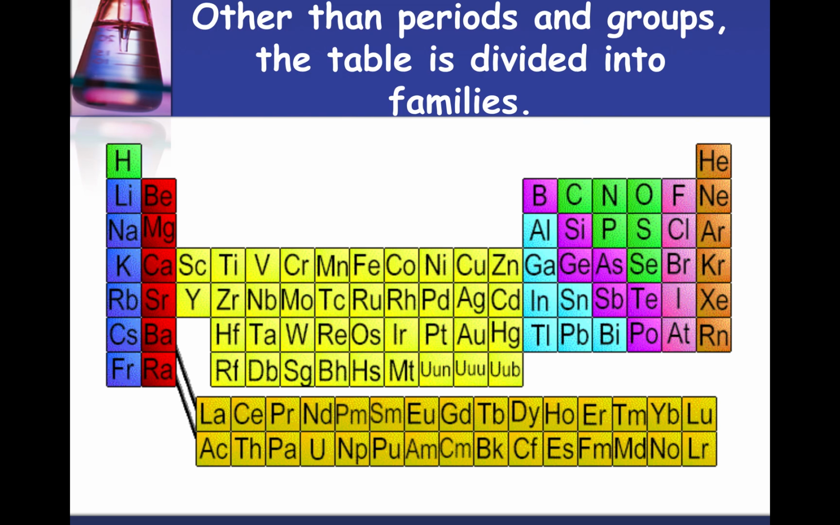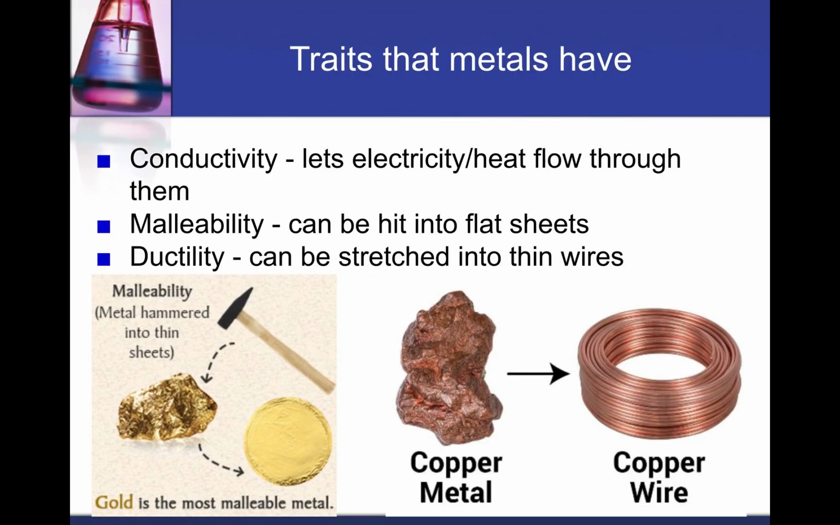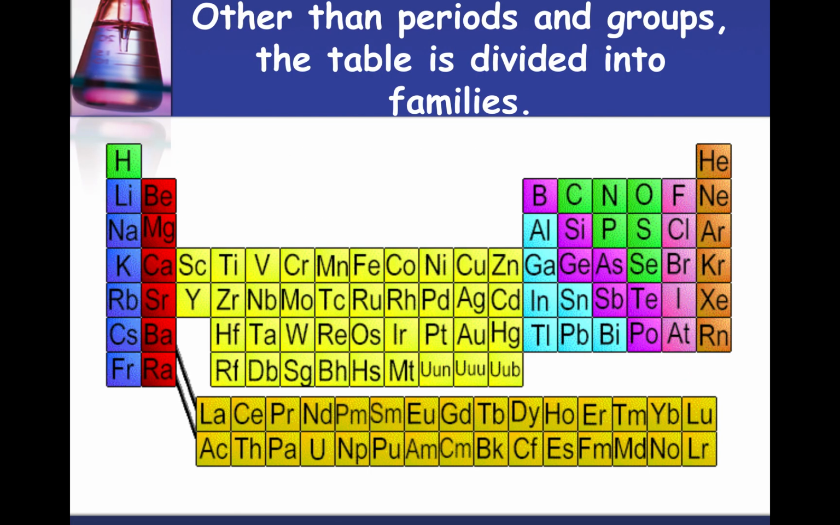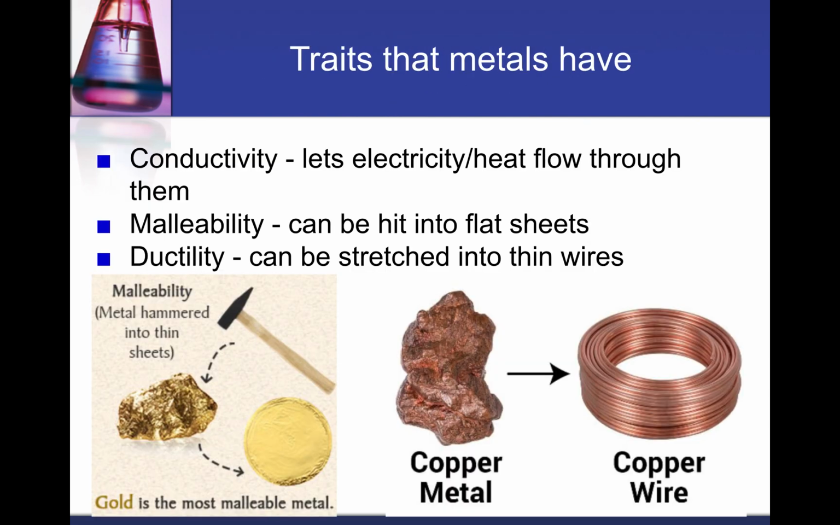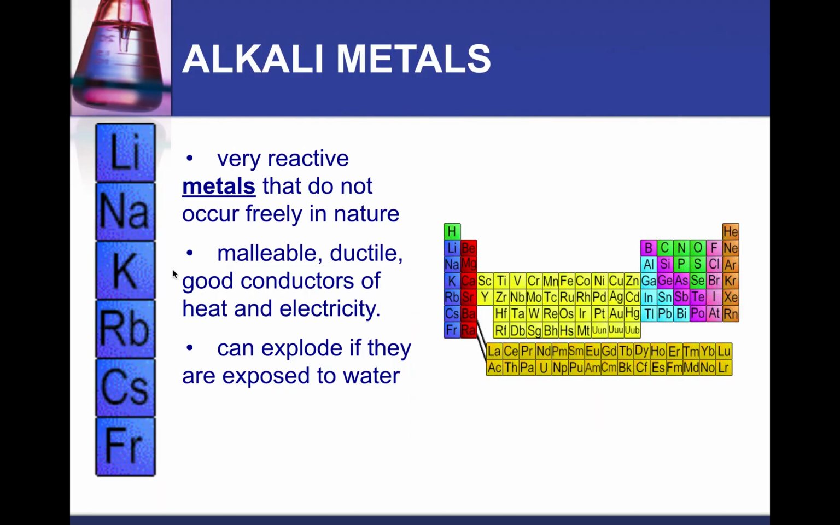Just another periodic table that we're going to explore a little bit more. All the metals, and we're going to show you here in a second where the metals are. Give you a hint, it's on the left side. That's the easiest way to remember it. All metals are conductive, meaning they let electricity and heat flow through them. They're malleable, meaning you can smash them into flat sheets, and they're ductile, meaning you can stretch them into thin wires. That's something that all metals have, and that's part of the reason they're put on the same side of the periodic table.